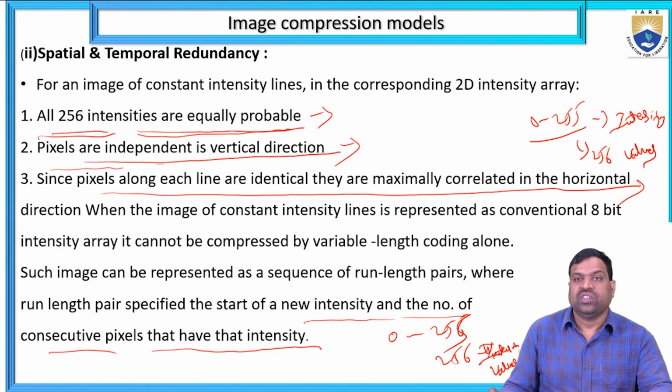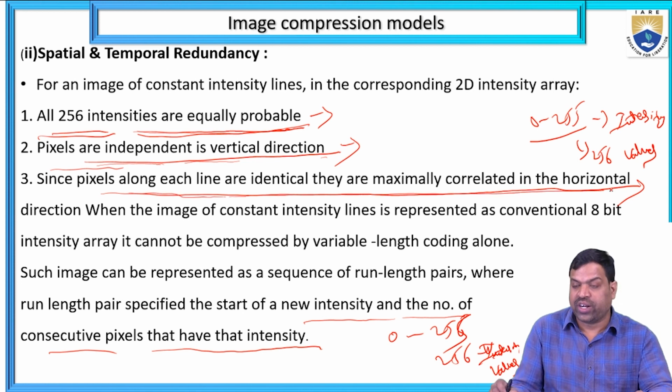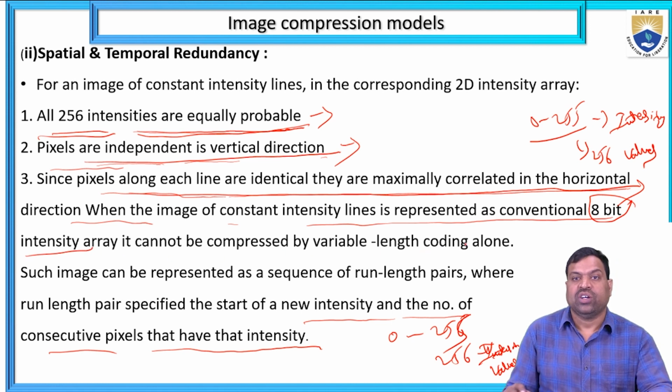And spatial and temporal redundancy is seen in an image of constant intensity lines, a 2D intensity array. The 256 intensities are equally probable. The pixels are independent in the vertical direction. Since the pixels along each line are identical, they are maximally correlated in the horizontal direction. When the image of constant intensity lines is represented as a conventional 8-bit intensity array, it cannot be compressed by variable length coding alone. Such images can be represented as a sequence of run length pairs, where each pair specifies the start of a new intensity and the number of consecutive pixels, from 0 to 255. That is 256 intensity levels.